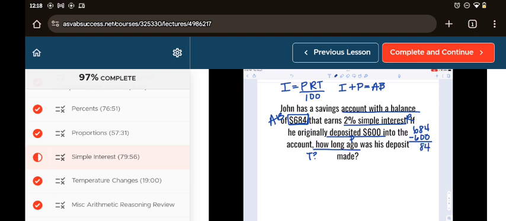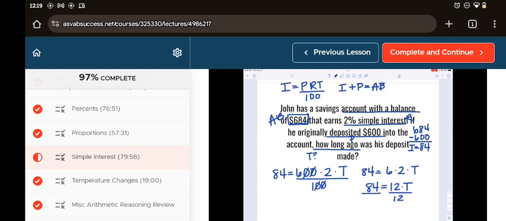Okay, now that we have that, let's plug stuff in. Interest earned equals deposit, or principal, times 2% times time over 100. So here we can do what we did last time and cancel stuff out early, which leaves us with 84 equals 6 times 2 times t over 1, which is just 6 times 2 times t. So 84 equals 12t. I can divide by 12 on both sides to cancel this out and get the t by itself, and 84 divided by 12 is 7.